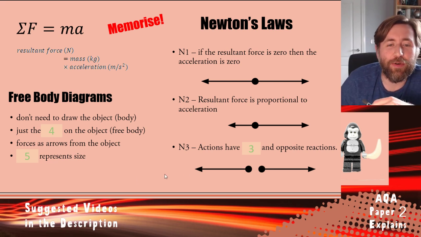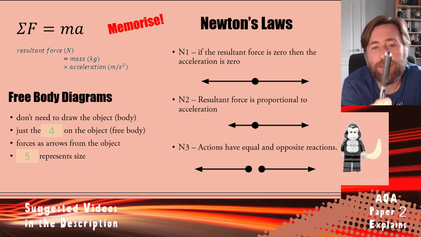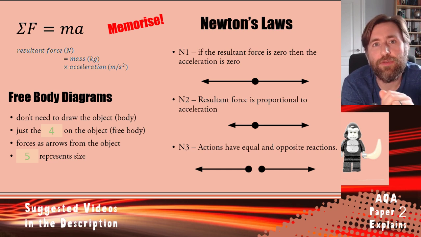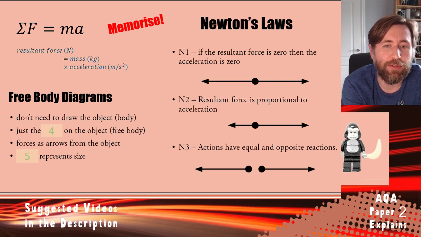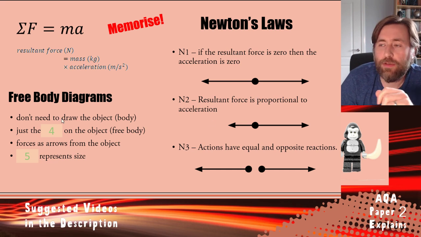Now, Newton's third law, actions have equal and opposite reactions. So for Newton's third law, I've had to draw two bodies. So let's call it body A and body B. Body A does a force on body B, so body B does a force back on body A. And they're both the same size, but they're opposite directions. Now, these are free body diagrams, so you don't need to actually draw the thing.